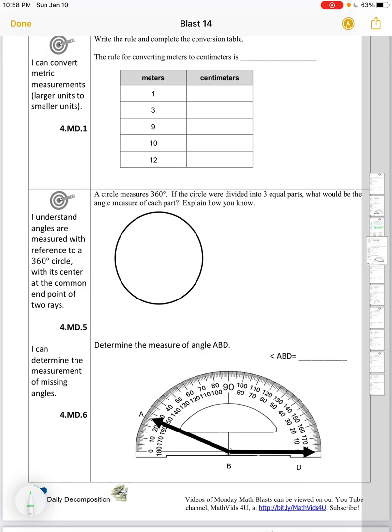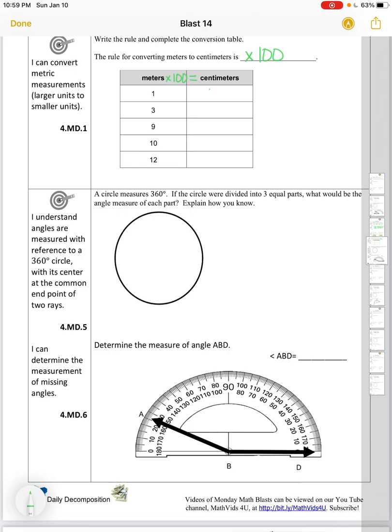On the back side, I can convert metric measurements, larger units to smaller units. Write the rule and complete the conversion table. The rule for converting meters to centimeters is multiply by 100. So I'm going to put that here in my little table. Meters times 100 equals centimeters. And so now I can fill in those missing numbers in the table using that rule.